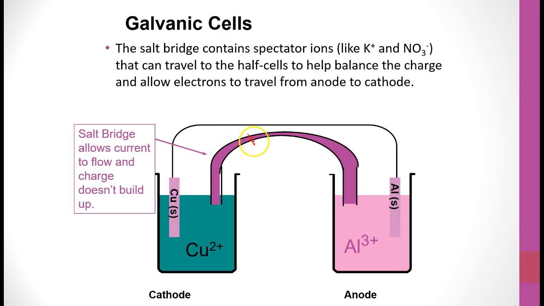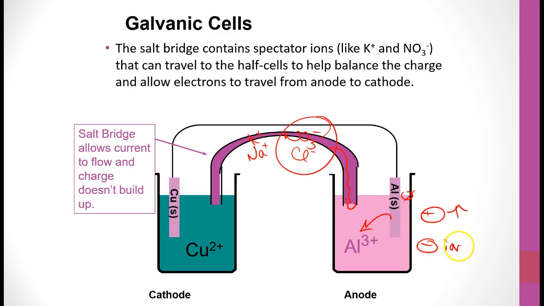It could be potassium and nitrate. Those are probably the most common ones. It could be sodium and chloride. Okay, but the idea is it helps balance the charge. So if you remember, I said this is going from a charge of 0 to positive 3, so the positive charge is increasing. Well, these negative anions are going to slide through my bridge, and the negative ions are going to balance that increased positive charge.